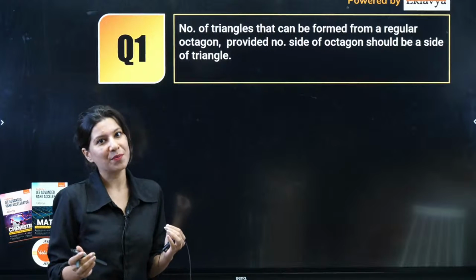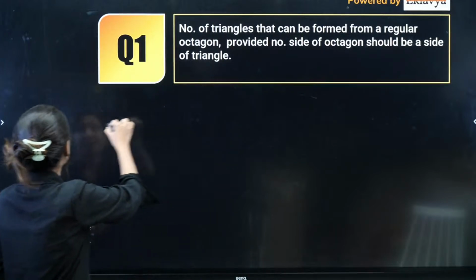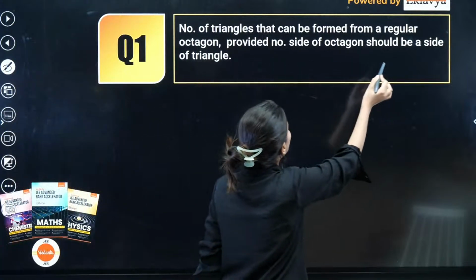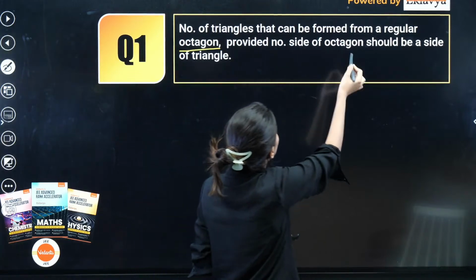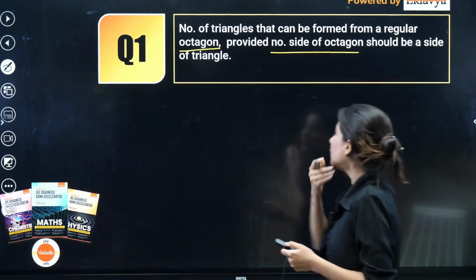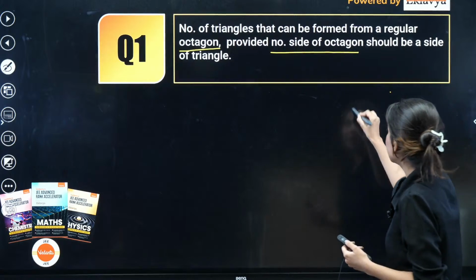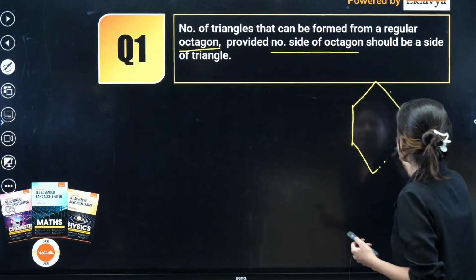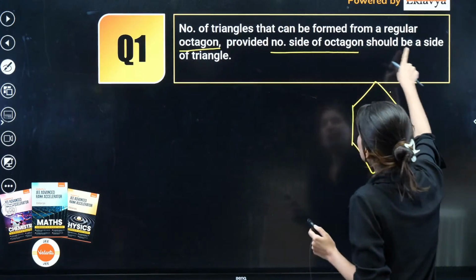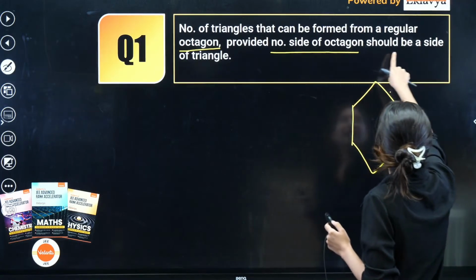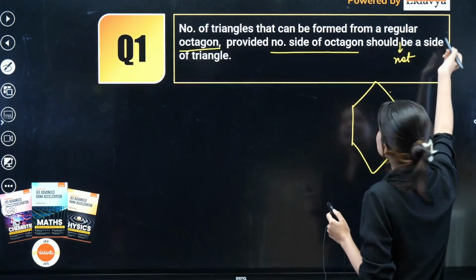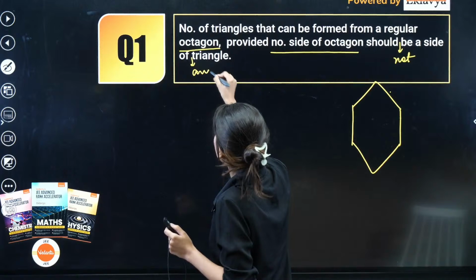From permutation and combination, right? So the question says number of triangles. Very familiar question, I would say. Number of triangles that can be formed from a regular octagon, provided that no side of the octagon should be a side of the triangle. So over here, if I talk about any polygon, let me just draw a hexagon for a rough idea. So number of triangles formed from a regular octagon, provided no side of the octagon should be a side of any triangle.